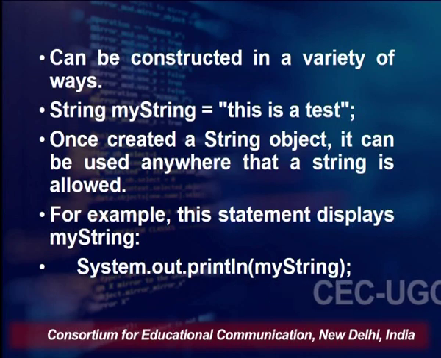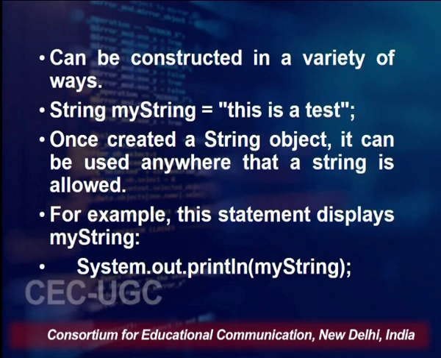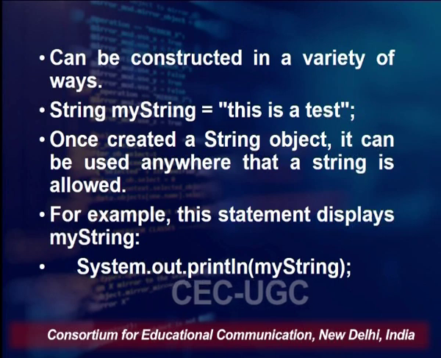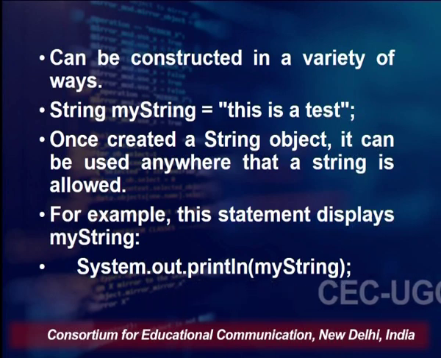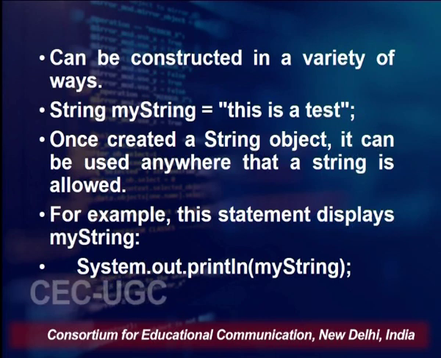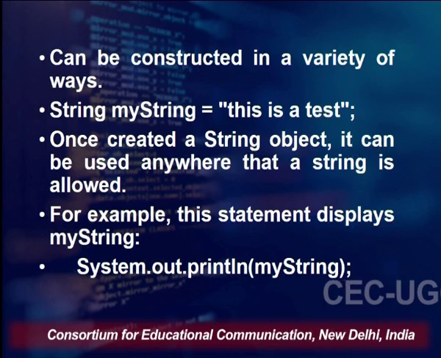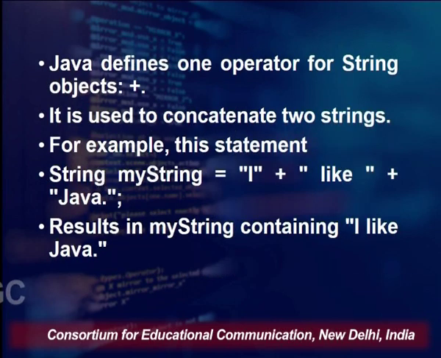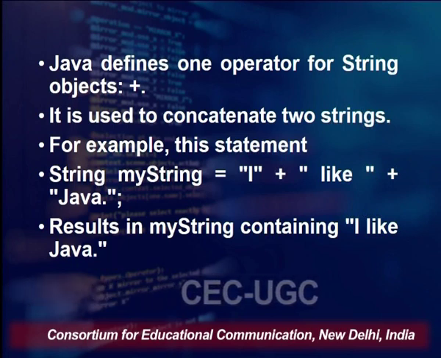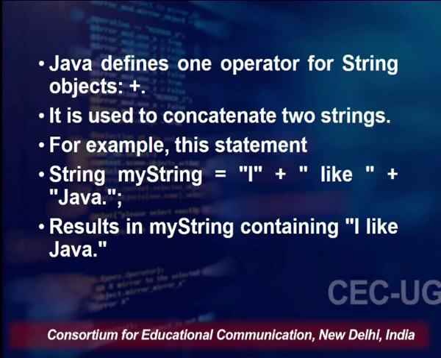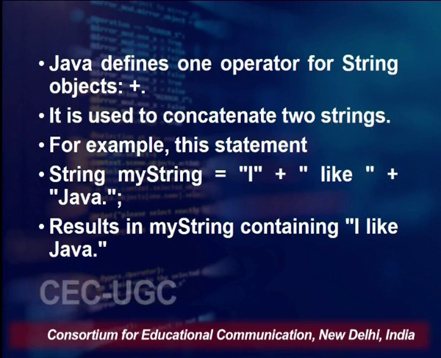Once a string object is created, it can be used anywhere that a string is allowed. For example, if we want to print that string, we simply say System.out.println(myString), and we are done. This is one way of constructing a string, but there can be many other ways. Before going into those ways, one operator which is important to discuss here is the operator for string objects, and that is plus.